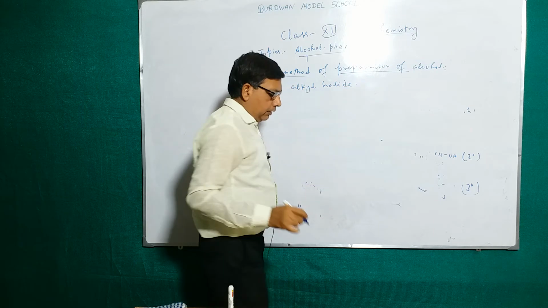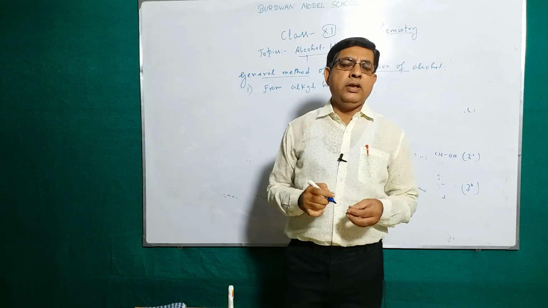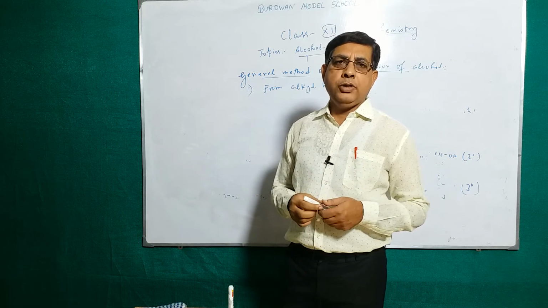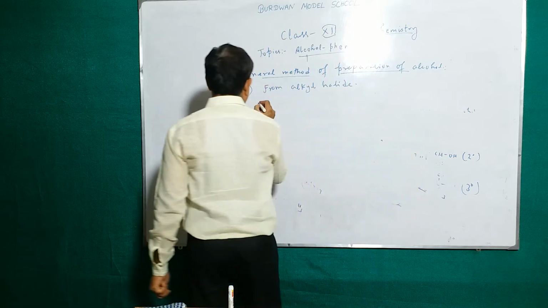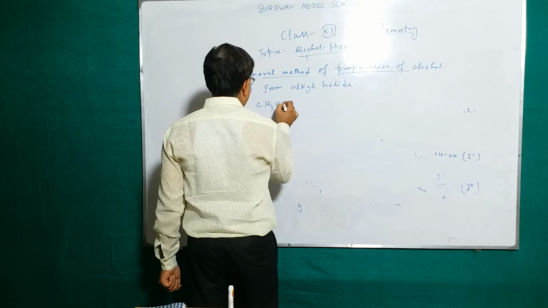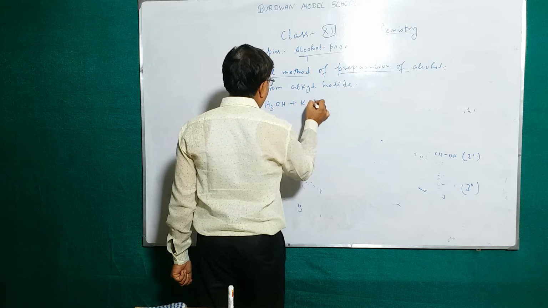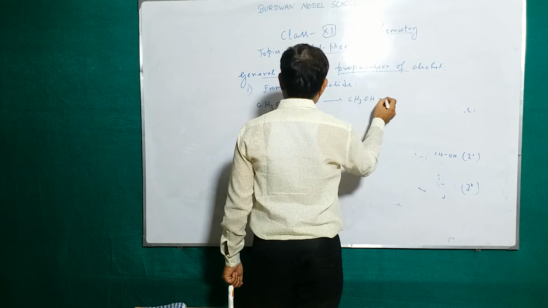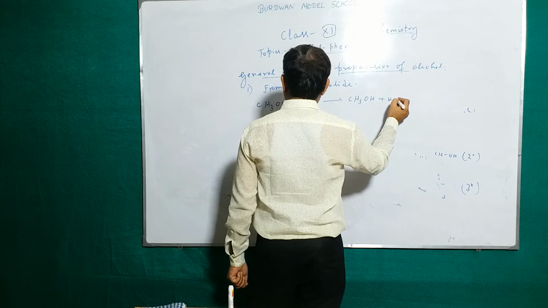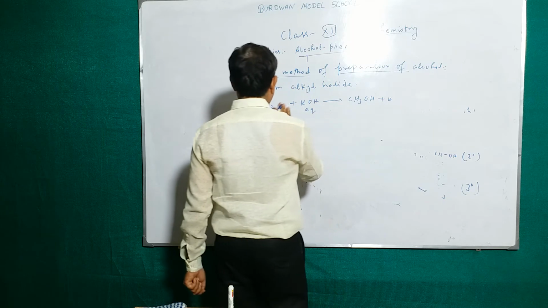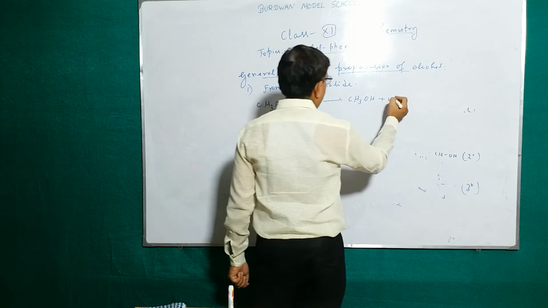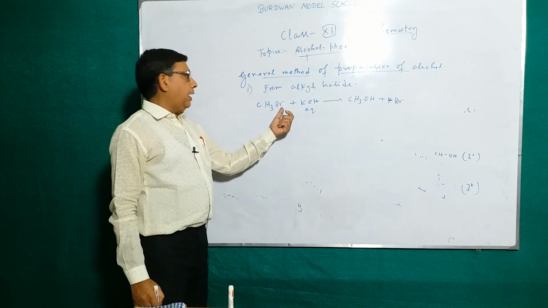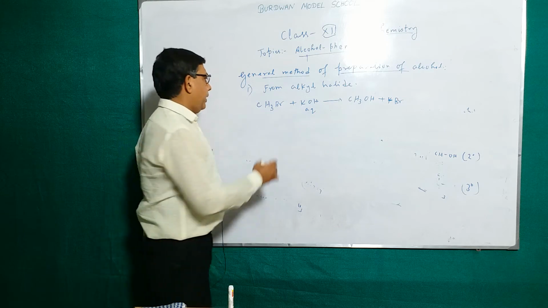You know that alkyl halide undergoes a nucleophilic substitution reaction to form alcohol when the halogen atom is replaced by the OH group. For example, say CH3Br reacts with aqueous KOH. It forms CH3OH plus KBr. The Br in the alkyl halide is replaced by the nucleophile OH.